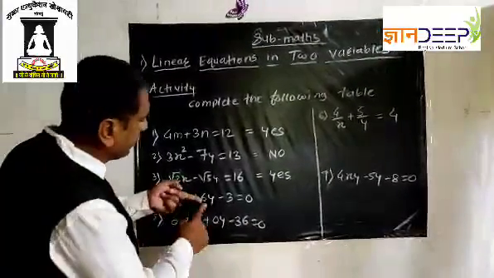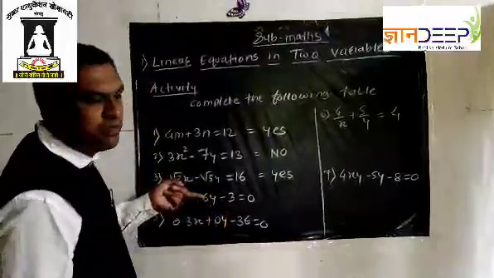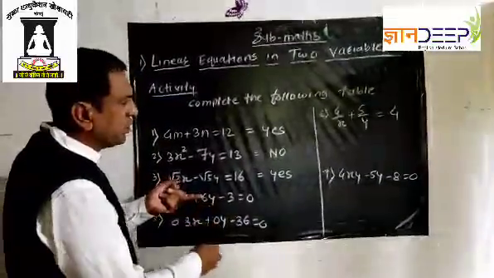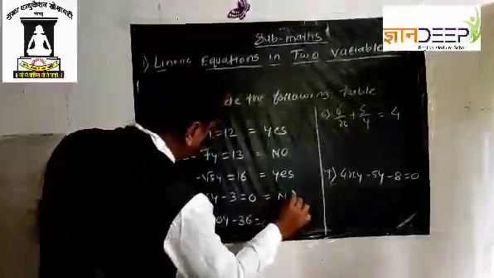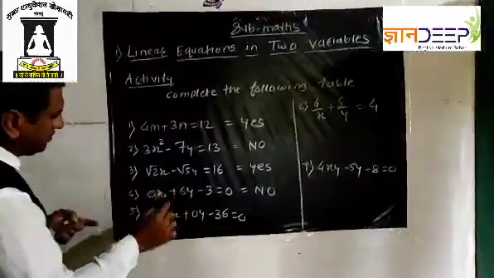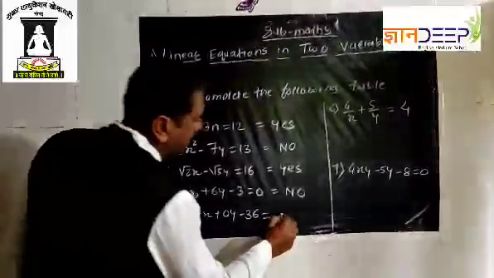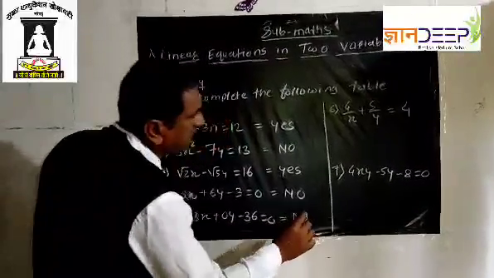Then what is remaining? Only 6y minus 3. So it is a linear equation in one variable, not two variables. So it is a no. Then the fifth one, same case, here b is equal to 0. That's why this also is not a linear equation.